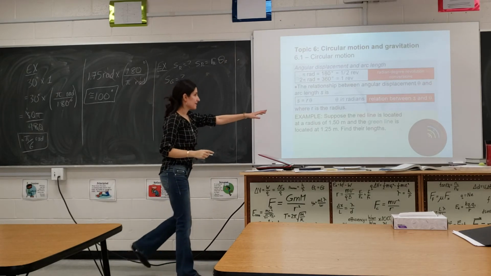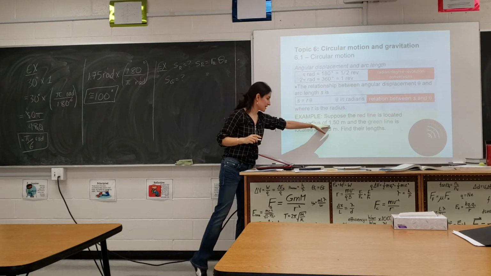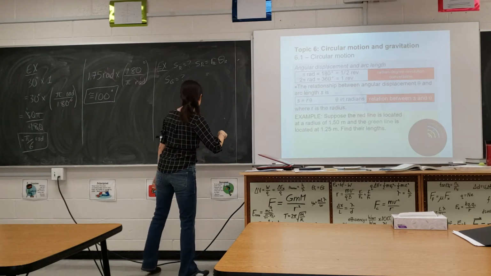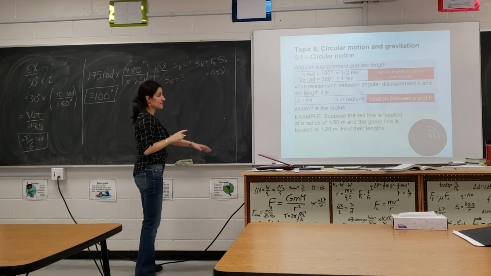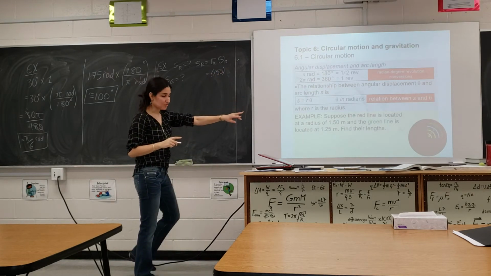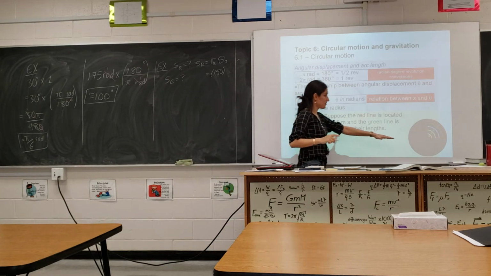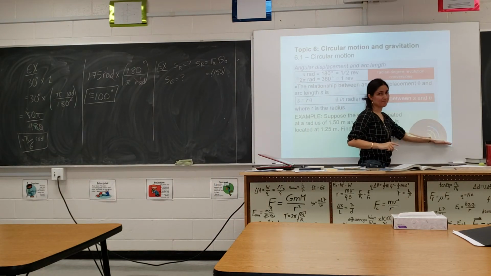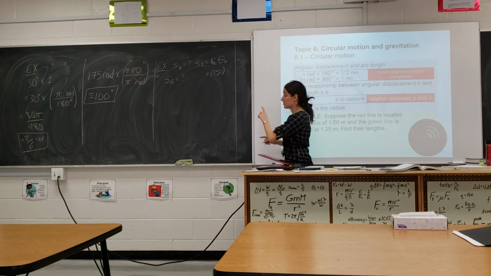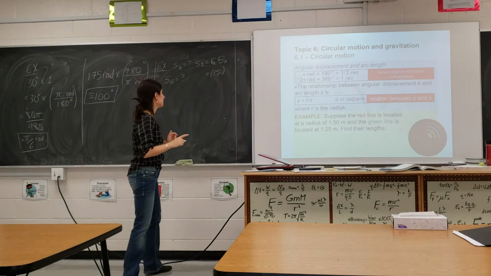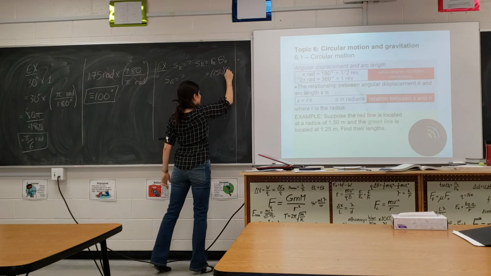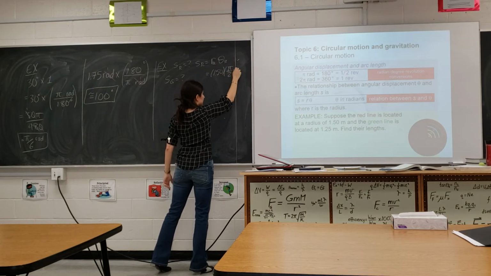Now, it tells you here the red line is located at a radius of 1.5 meters. There it is, 1.50 meters. That is 90 degrees, right? From 0 to the vertical position, that's 90 degrees, but we have to put this in radians. You don't want to use degrees here, otherwise you're going to have a huge error. So 90 degrees is pi over 2 radians.